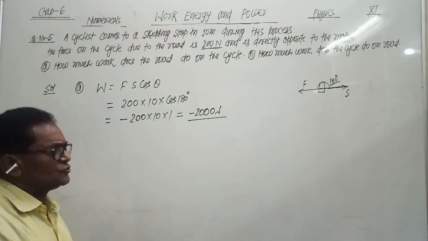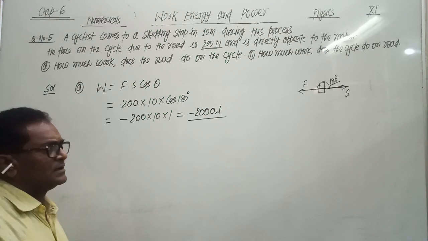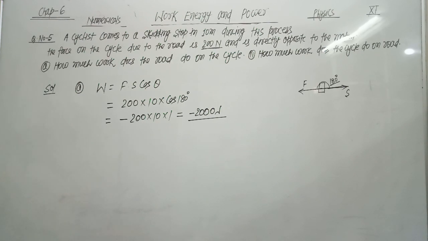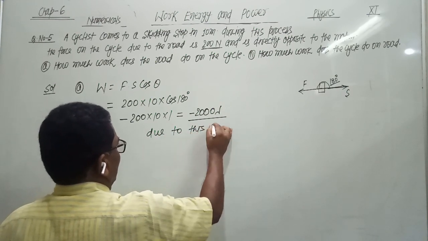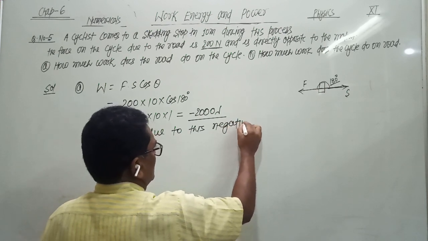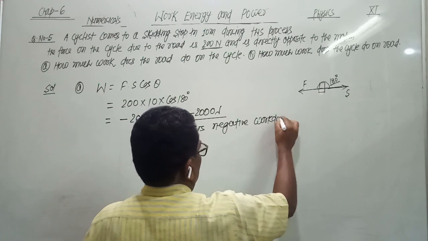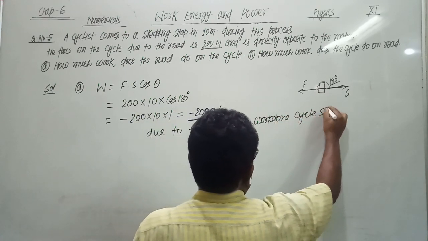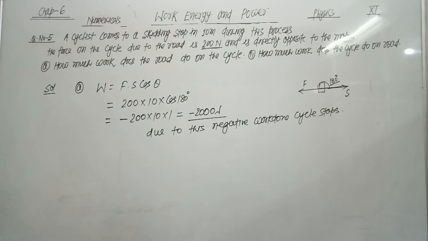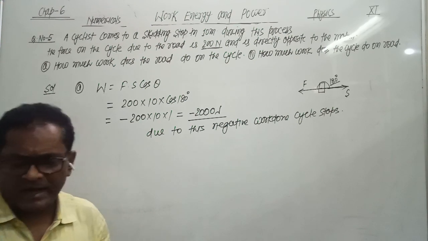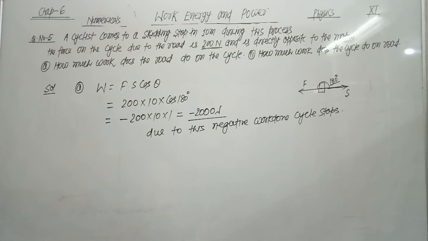And this minus sign shows that this work is done by the force of friction. Due to this negative work done, the cycle stops. So the answer of the first part, how much work does the road do on the cycle, is that the work done by the road on the cycle is minus 2000 joule.